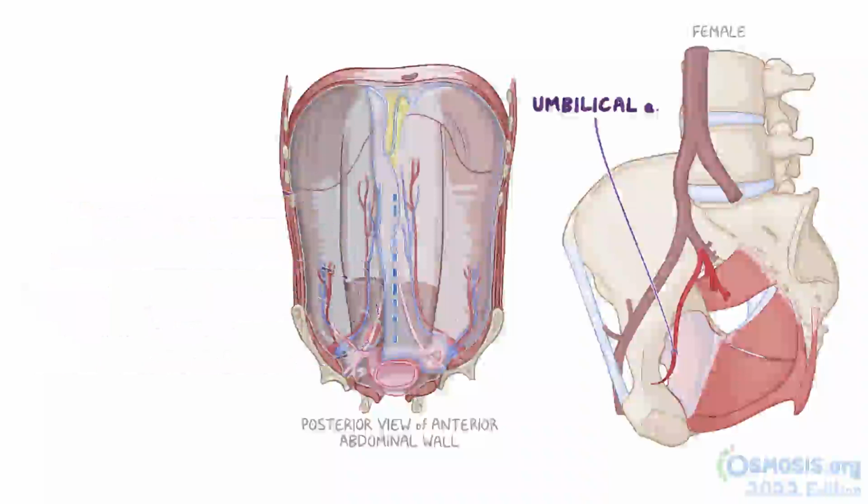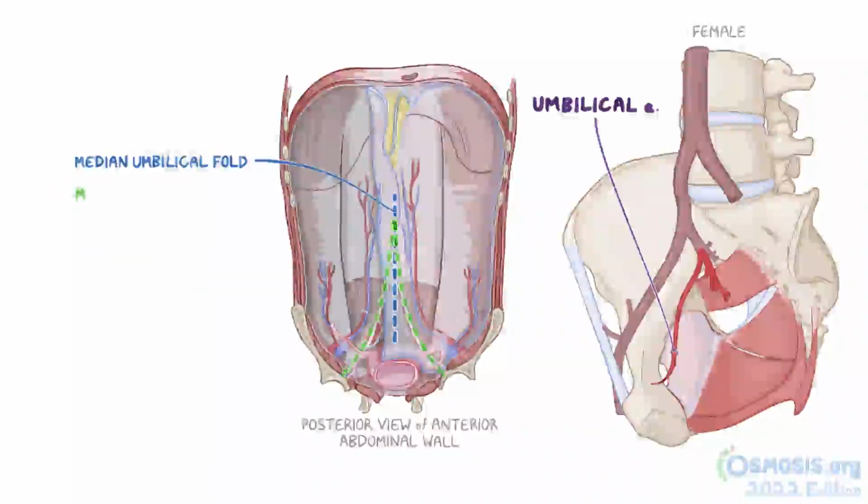So, to quickly summarize, remember the single median umbilical fold sits on the median line of the body. The paired medial umbilical folds are on either side of the median umbilical fold. And finally, the lateral umbilical folds are most lateral.